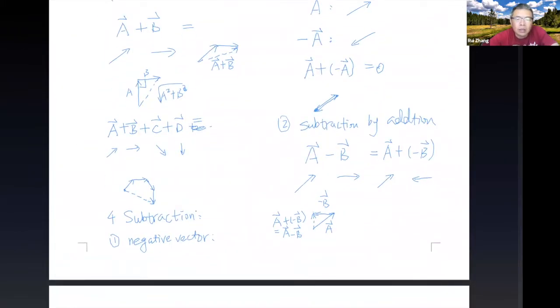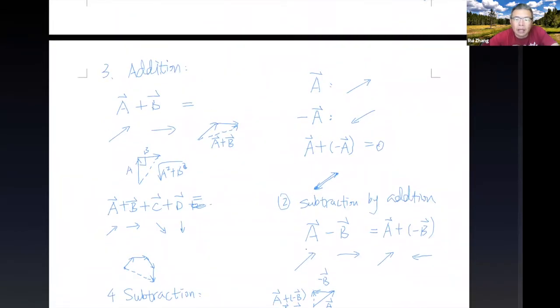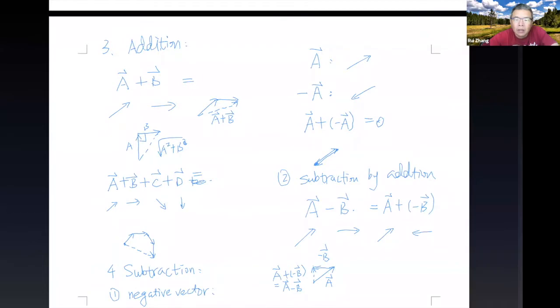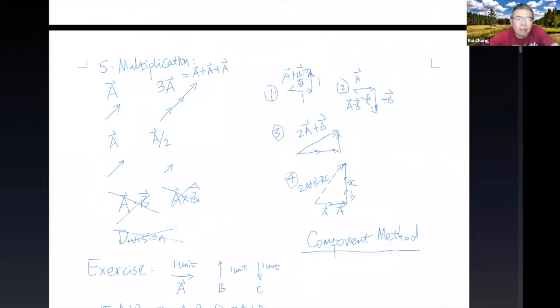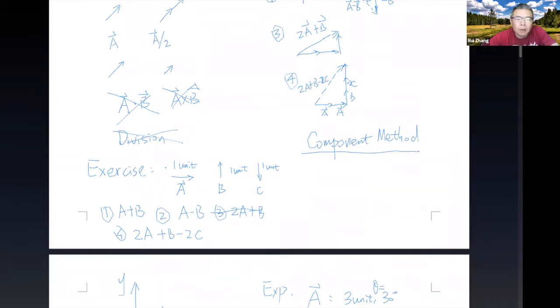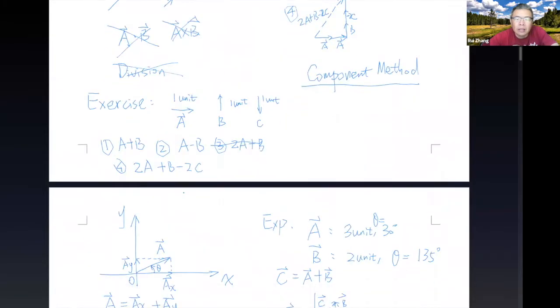Subtraction you can do just like addition: instead of subtracting the vector, you add the negative of that vector. And then multiplication by numbers is again pretty straightforward and intuitive. If you have 3 times that, just add 3 of them together. Okay, and then we did one very quick exercise, and then the second part we talked about the component method.